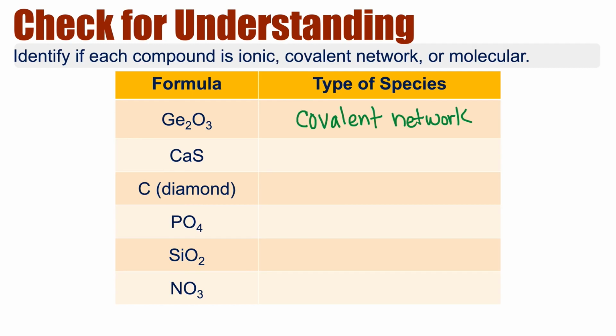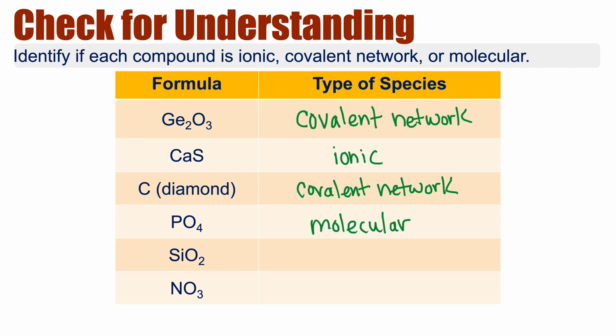That first one is going to be covalent network. It has germanium in it, and germanium is a metalloid. The next one is ionic. It's a metal-nonmetal combination. The next one is covalent network. That's pure carbon, or we could say elemental carbon, where it's carbon that's by itself. Just because something has carbon in it doesn't make it covalent network. The carbon has to be by itself. It's either going to say C diamond or C graphite.